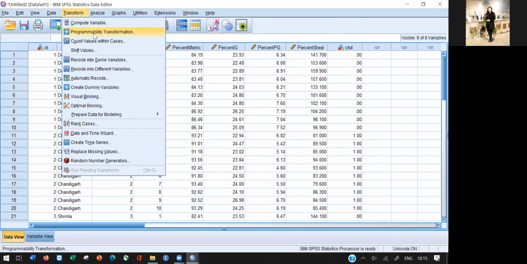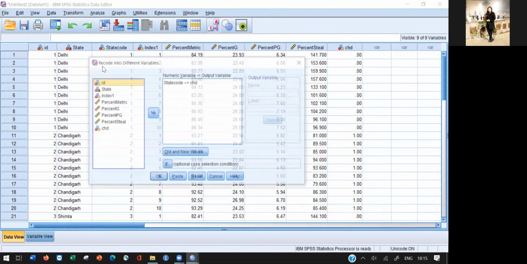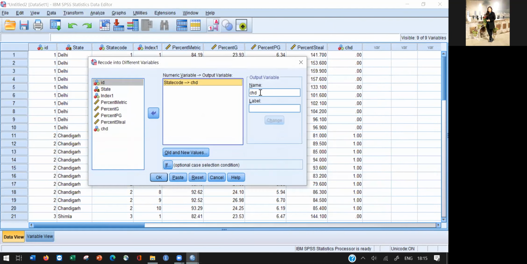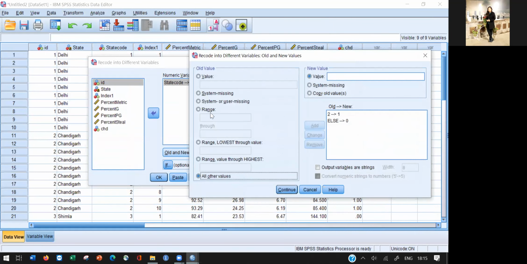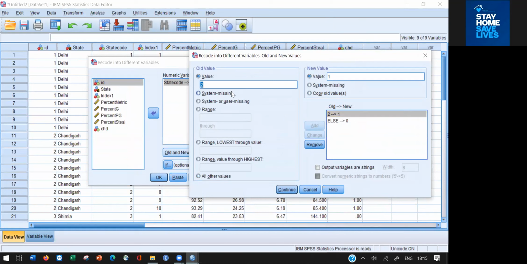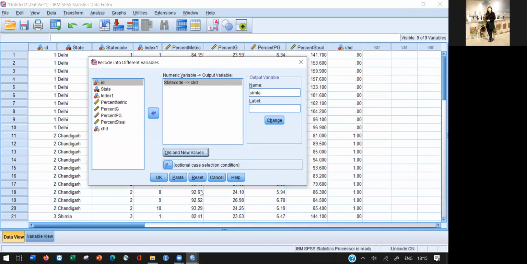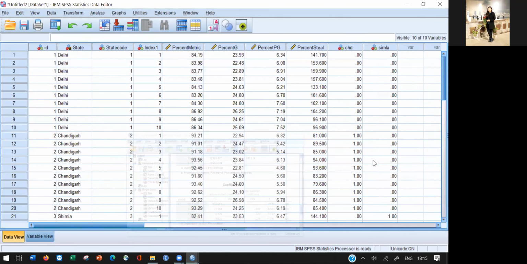Similarly, I'll have to transform my other variables as well. So now my state code Chandigarh changes to Shimla. Again going to old and new values. Now I can change this value. My Shimla is coded as 3 and the value associated with it I want 1. So I'll change it and I'll continue it. And I'll press change again. Okay. I've got dummies for Shimla as well.